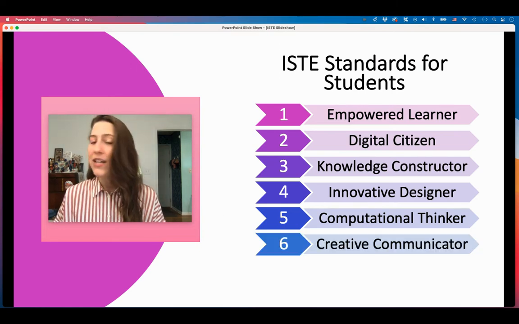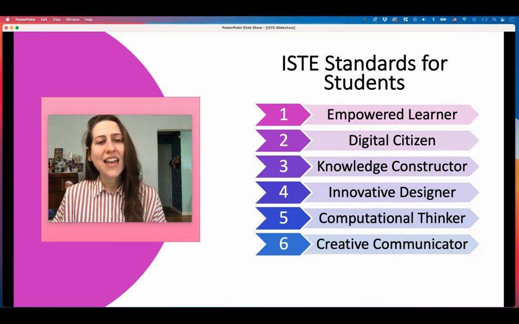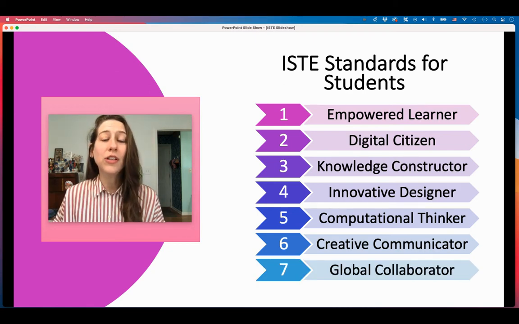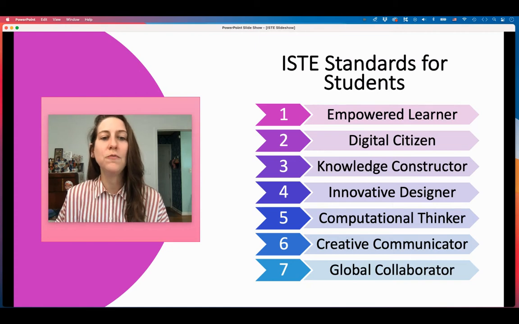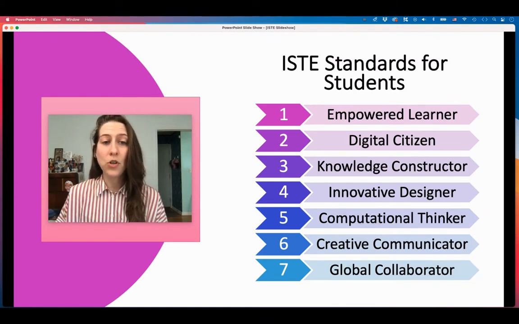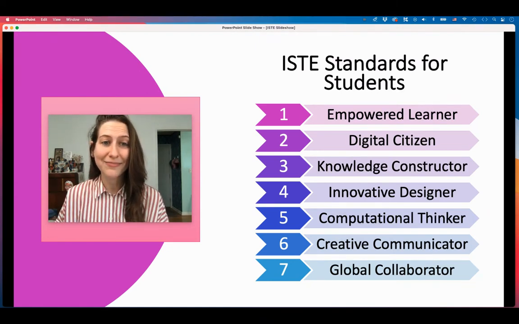The sixth category is creative communicator. This category sees students use digital platforms and tools to create and publish content. And finally, there's global collaborator. This category sees students use digital tools to communicate with and contribute to local and global communities.